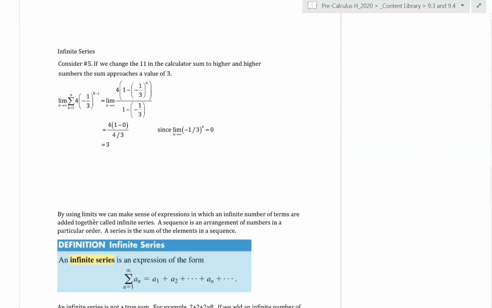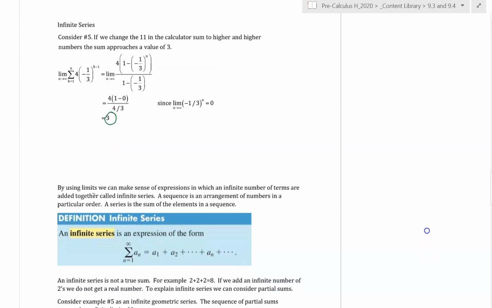So like I just showed you, we kept changing the 11 and made it higher and higher. So let's think about what's going on. The sum approached a value of 3, and we're thinking of this as a limit. So we know that the limit of (negative 1/3)^n is 0. So that's why if we think of this as a limit, we know that the sum is approaching 3. So by using limits, we can make sense of expressions in which an infinite number of terms are added together, called infinite series. A sequence is an arrangement of numbers in a particular order. A series is the sum of the elements in a sequence.